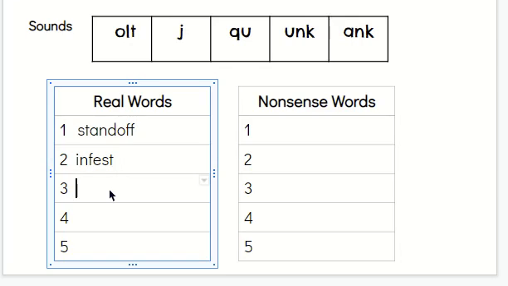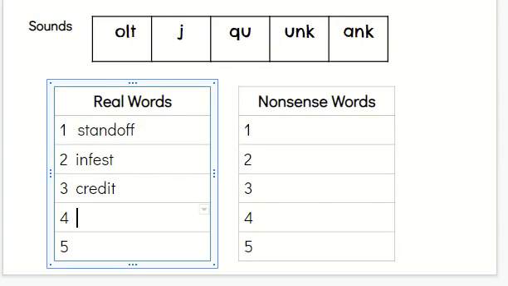Number 3, credit. Repeat it. Cred. It. Credit.